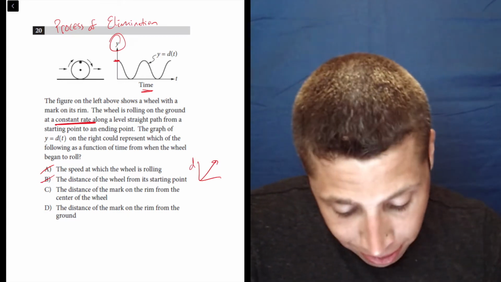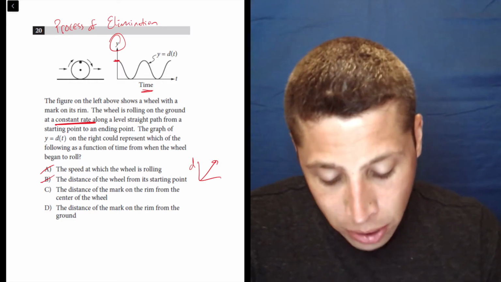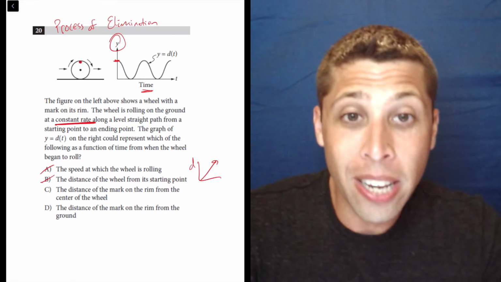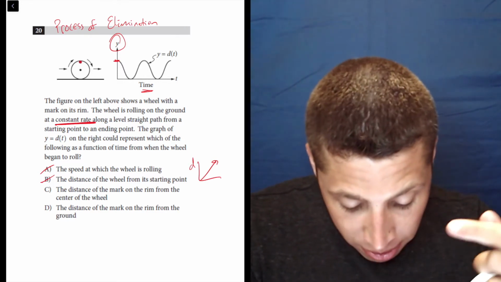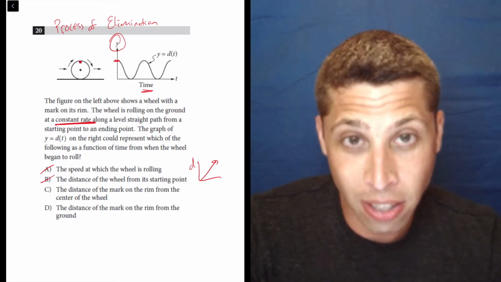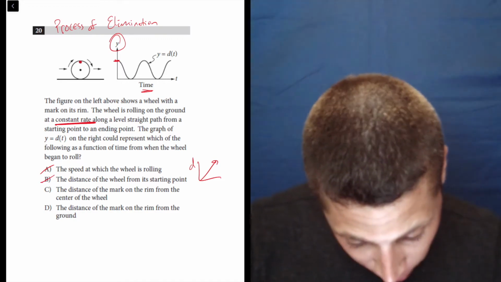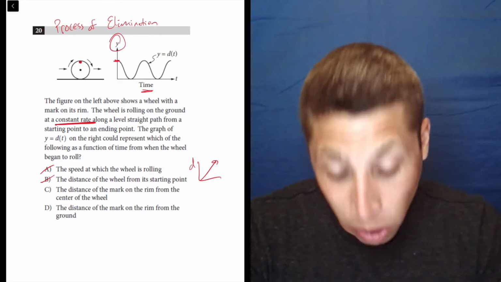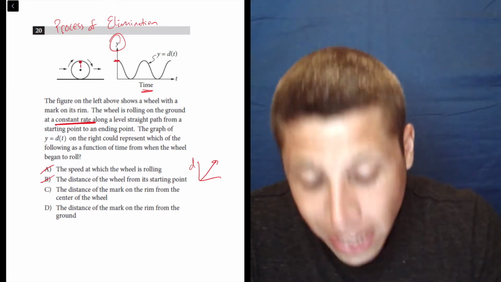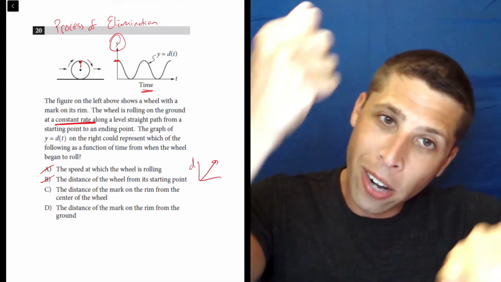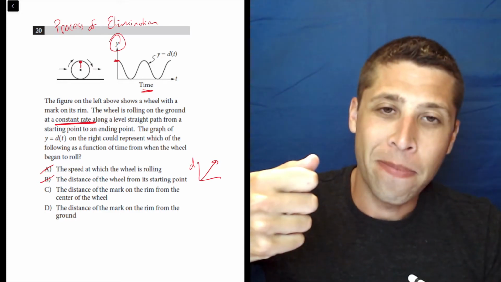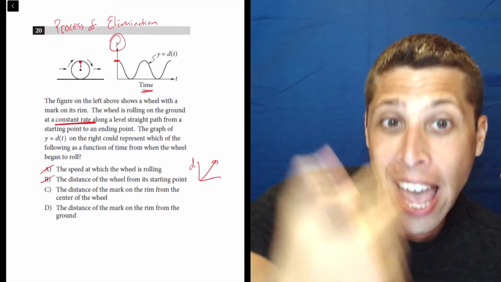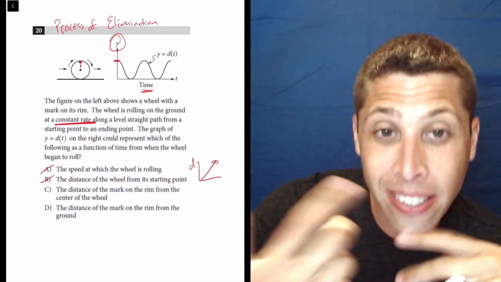All right, C, the distance of the mark on the rim from the center of the wheel. Well, again, that can't make any sense because look at the dot. The dot is on the rim. Why would the dot move towards the center? It's a paint mark, it's a mark on its rim, so it's on the rim. And the way that circles work is that distance is going to be the radius, and it doesn't matter where the rolling is. The dot might be on top, might be on the bottom, but it's always on the edge. It's always outside of the circle, so that distance isn't going to change either.